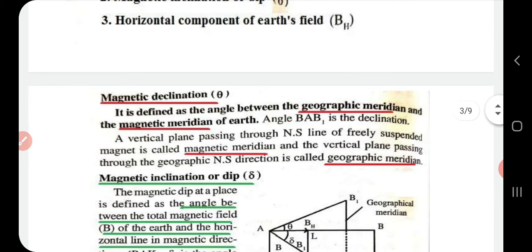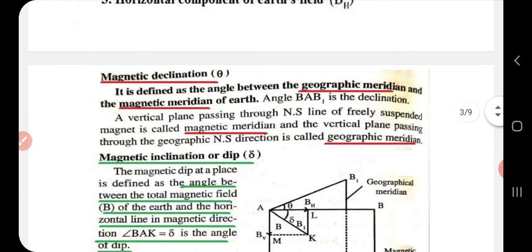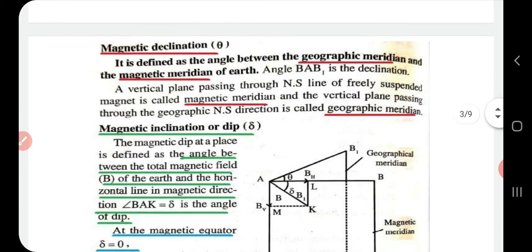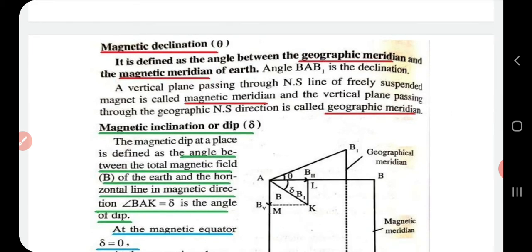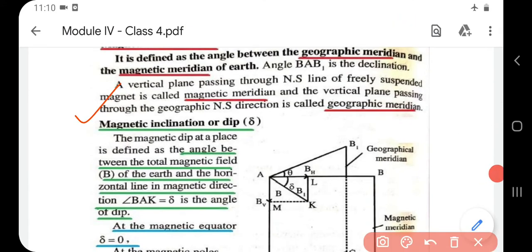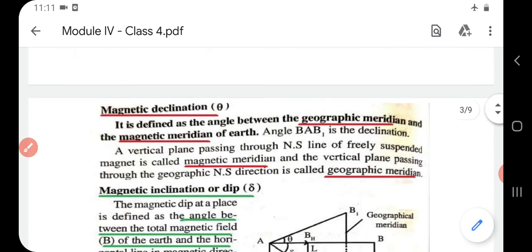Okay, so what is magnetic declination? That is theta. It is nothing but the angle between the geographic meridian and the magnetic meridian of Earth. Then what are geographic meridian and magnetic meridian? The definition is given here. A vertical line passing through the north-south line of a freely suspended magnet is called the magnetic meridian, whereas a vertical line passing through the geographic north-south direction is called the geographic meridian. Now the angle between this magnetic meridian and the geographic meridian of Earth is called magnetic declination theta.